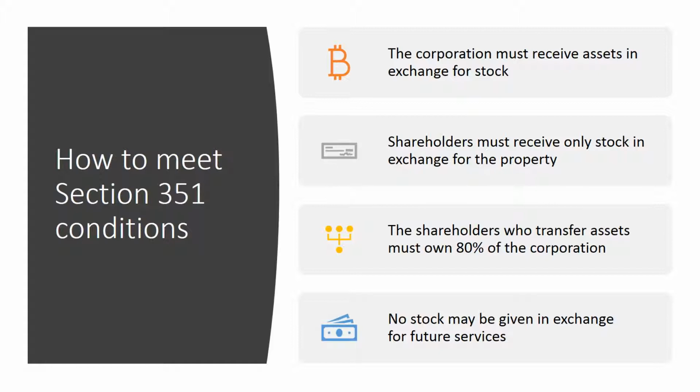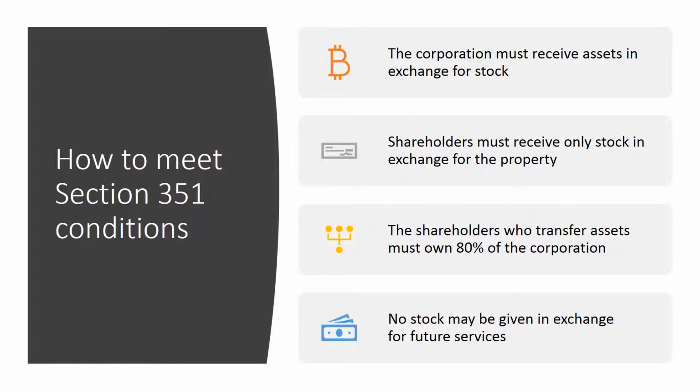Number 1, the corporation must receive assets in exchange for stock. Real estate and equipment are the most common types of assets, but you can also transfer just about any type of property. Number 2, shareholders must receive only stock in exchange for the property. Transfers cannot take back cash, bonds, corporate promissory notes, or more complicated instruments like stock warrants or stock options. And each shareholder must receive stock in direct proportion to the fair market value of the property transferred.